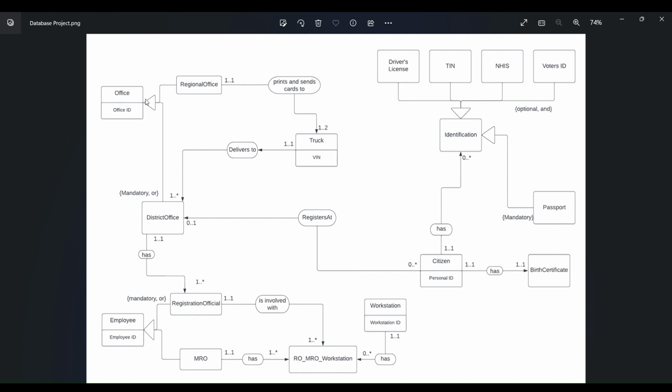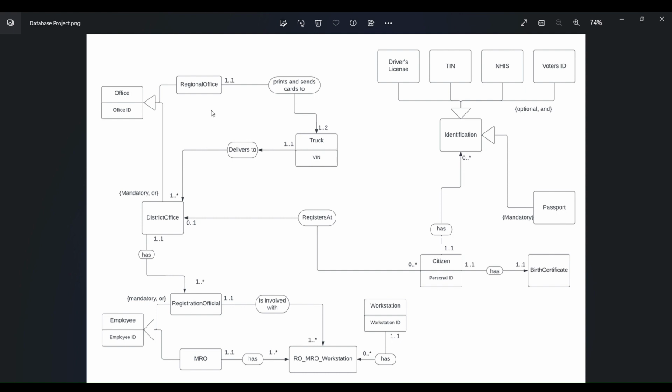And then we have the offices. So one assumption is that every region has one regional office, and a citizen cannot register at a regional office, only a district office. Another assumption is that the regional office was responsible for printing and sending the cards to the district office. So after the data is entered into the workstation, the regional office has that data and then it is printed and sent to the district office through a truck.